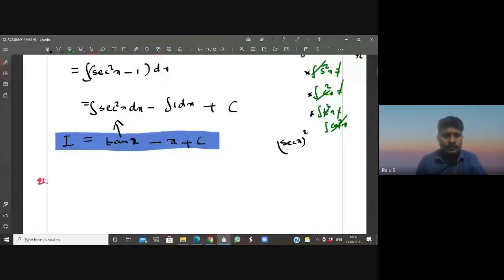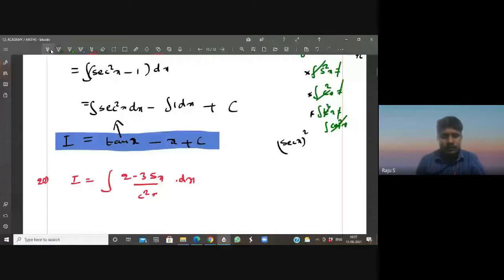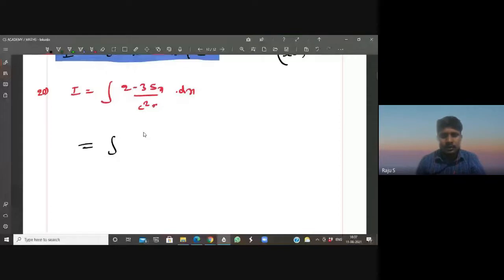Minus 3 sin x. I is the integral of (2 minus 3 sin x) by cos square x dx. So your integral, the right-hand side, we can separate: 2 by cos square x minus 3 sin x by cos square x dx.